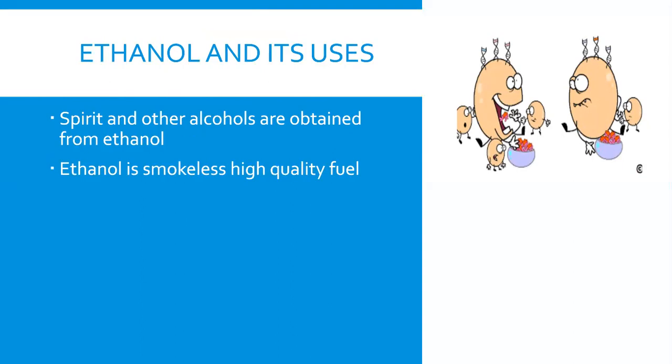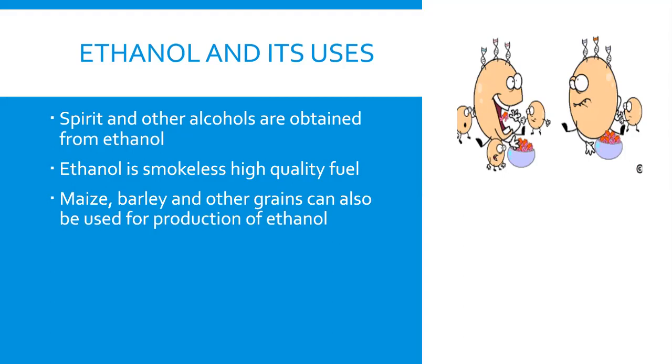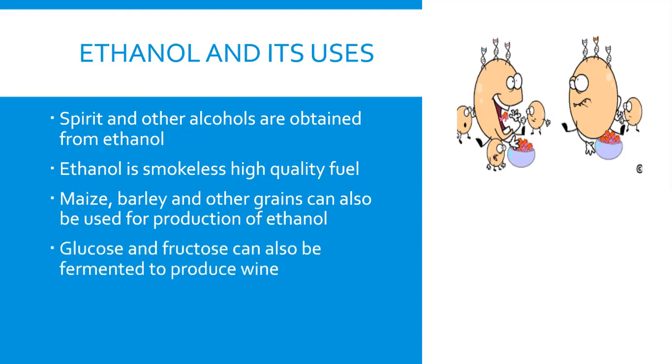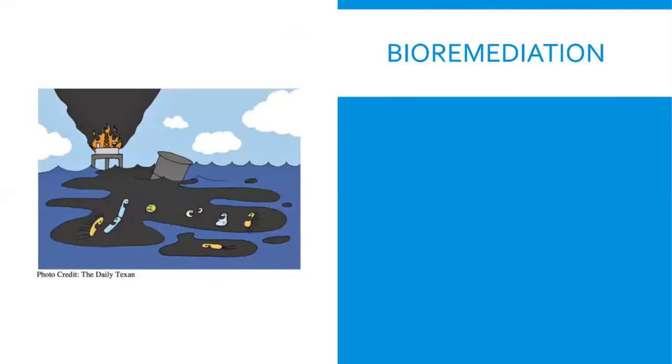So then your question will be, ma'am, why are we not using that as a fuel? But it is highly inflammable also, so we can't use that. Then maize, barley, and other grains can also be used for production of ethanol. It's not just molasses; if I ferment maize, barley, and other grains, I will also get ethanol. Now, glucose and fructose can also be used to produce wine. Glucose and fructose can obviously be used to produce wine because they are also sugars, and sugars are easily fermented, right?